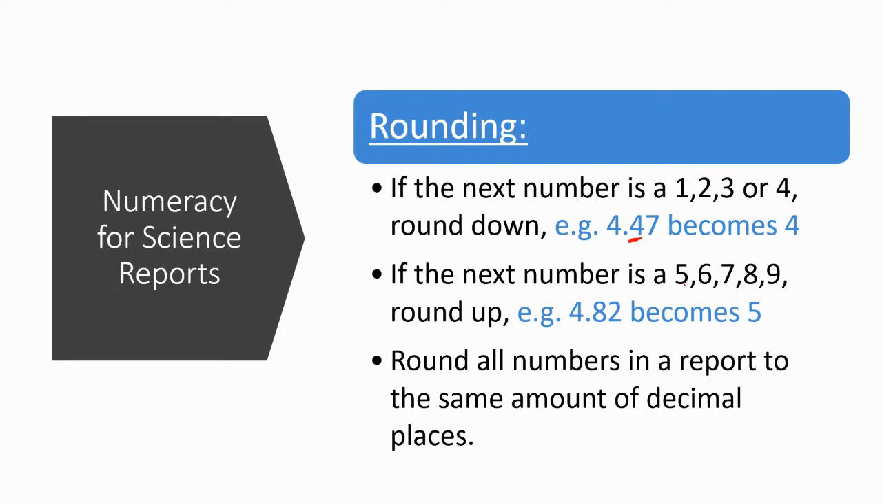If the next number is 5, 6, 7, 8, or 9, for example, we've got 4.8. So then we're going to round the number up. So this becomes 5, okay? We're going to round all numbers in a report to the same amount of decimal places.